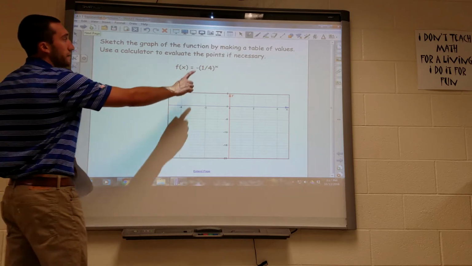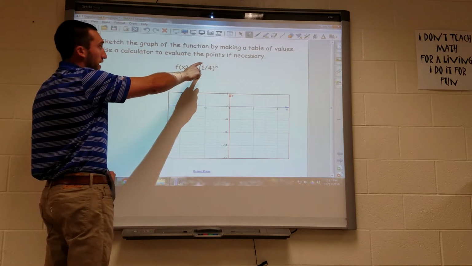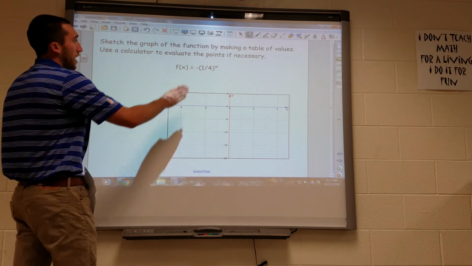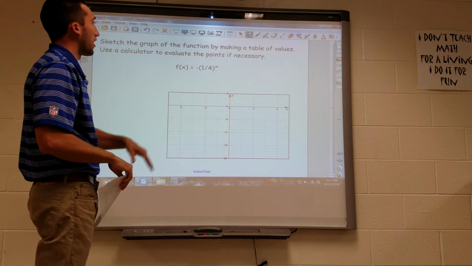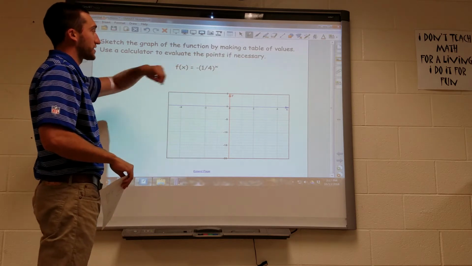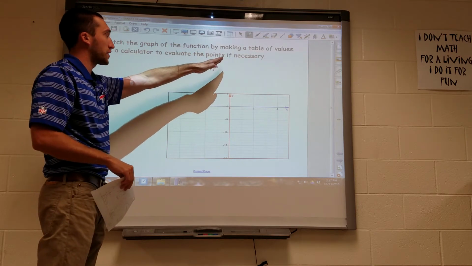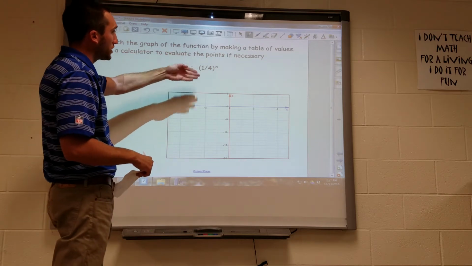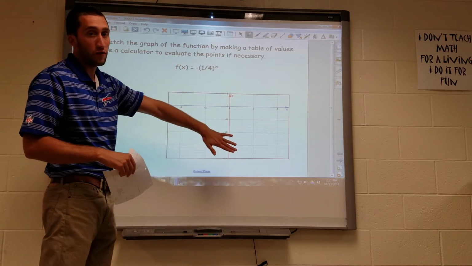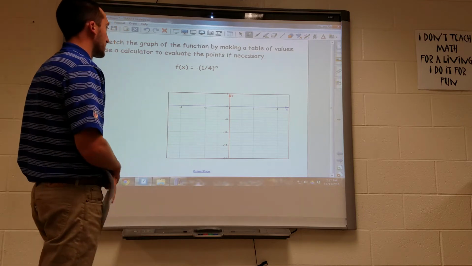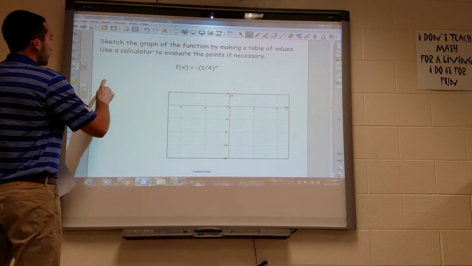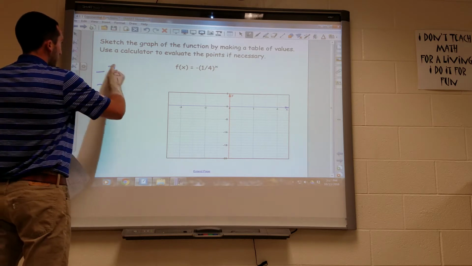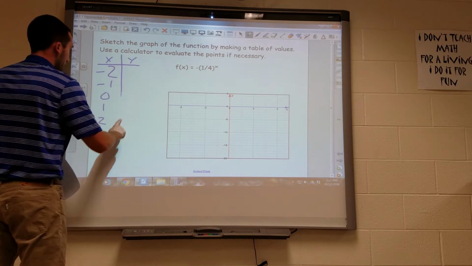Next one, now we have a function, I'm sorry, a fraction raised to an exponential power of x, and then we're negating it. So that negation, as we should know, is going to flip over the x-axis, and we'll see what that looks like. So go ahead and start off with our same 5 starting points.